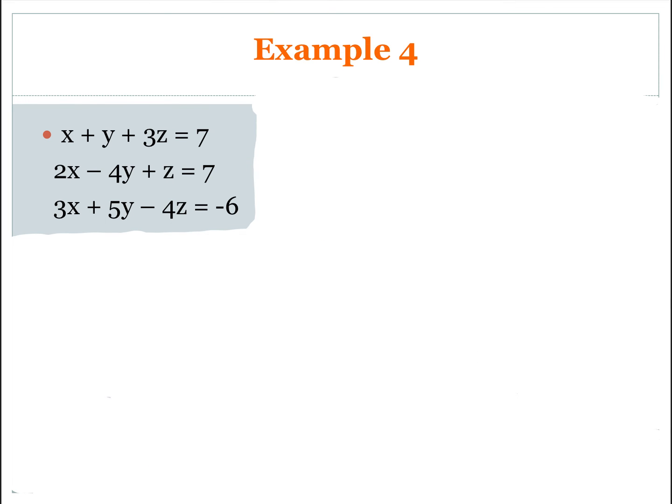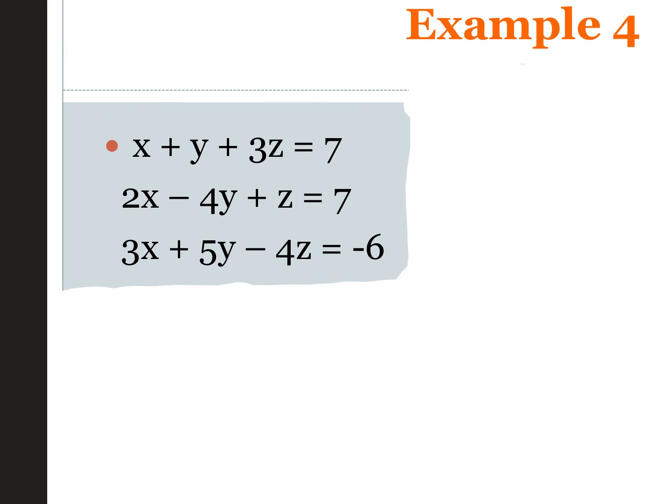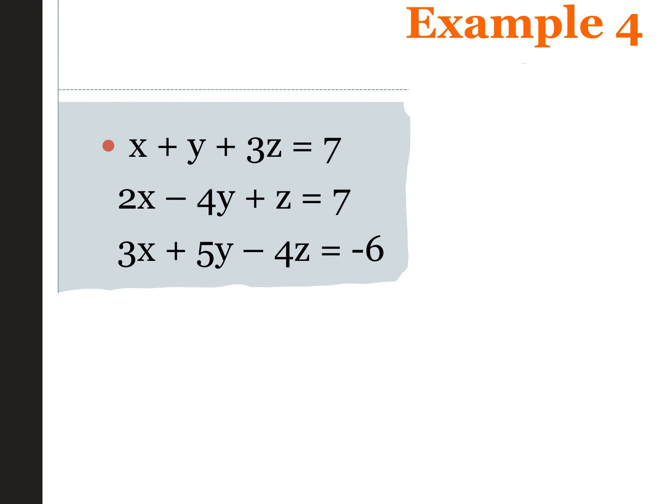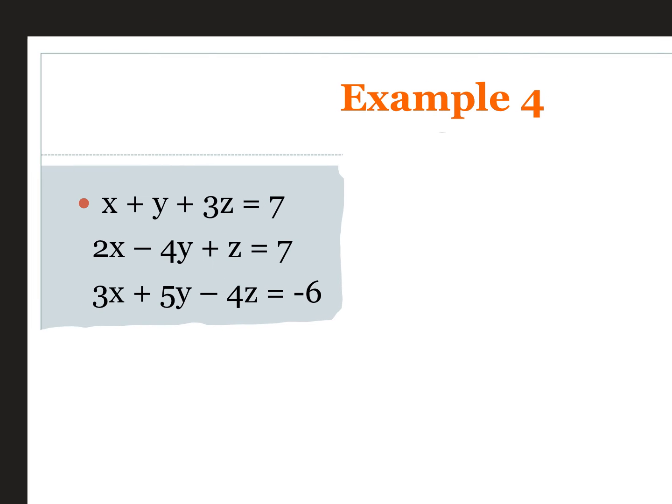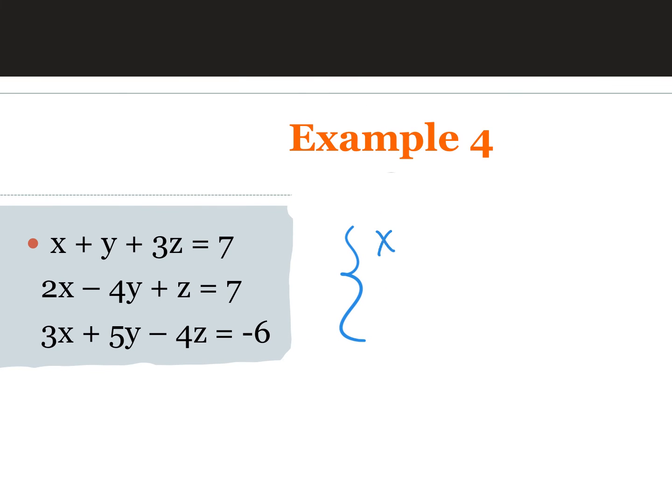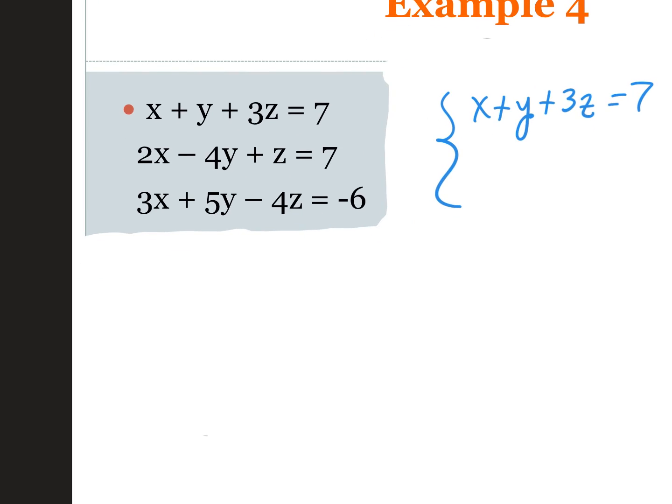Okay, let's do this one. Are we already set up? Yeah. Okay. So our first step is to rewrite the first one, right? x plus y plus 3z equals 7. Agreed? Okay, so I'm going to take 1 and 2. x plus y plus 3z equals 7. And 2 is 2x minus 4y plus z equals 7.